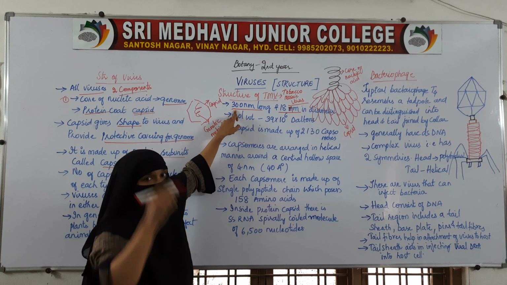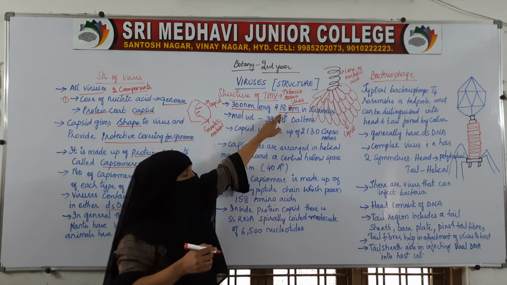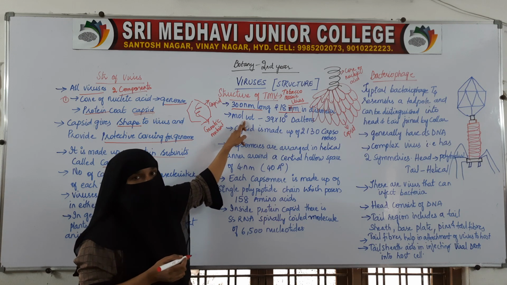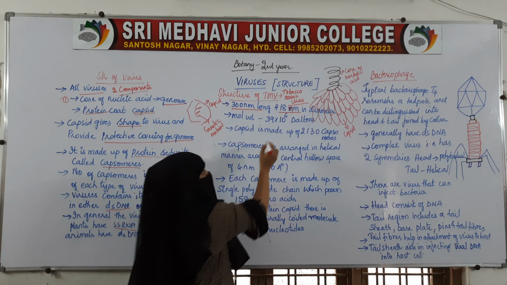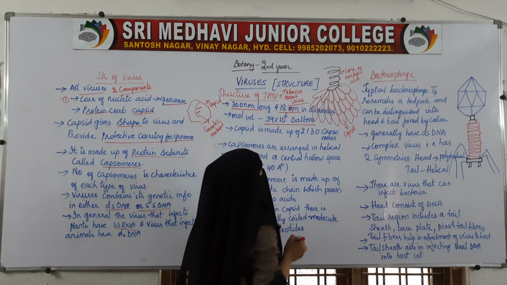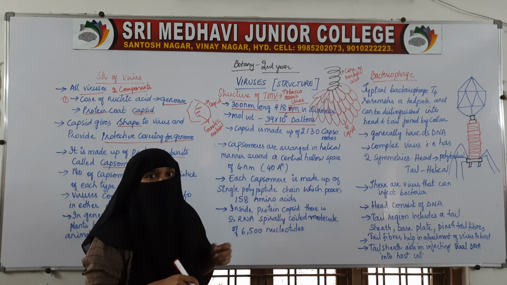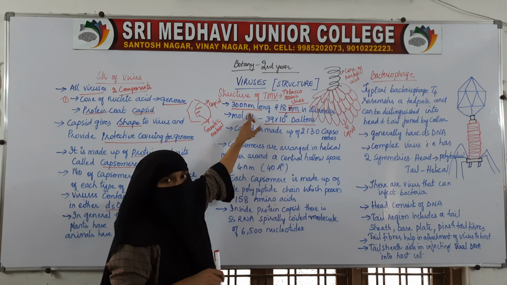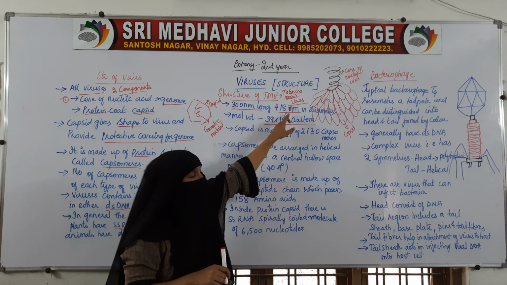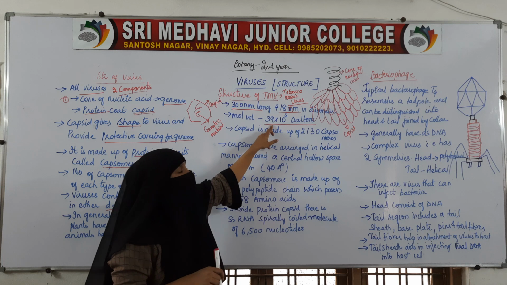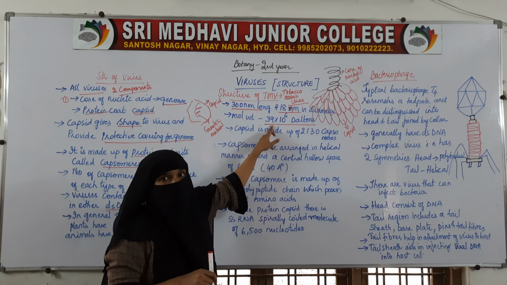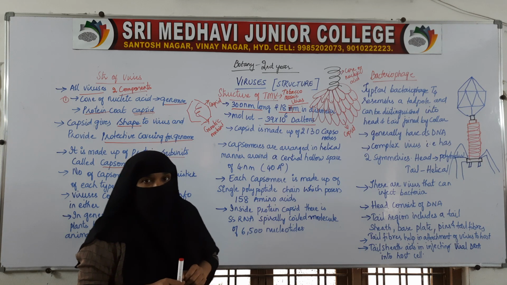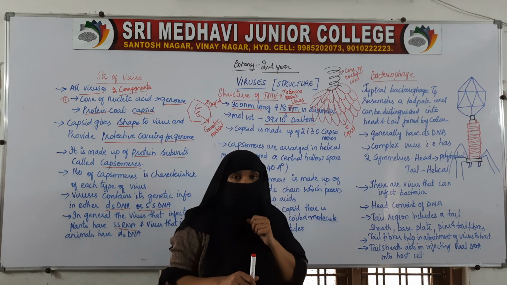300 nanometers in length and 18 nanometers in diameter. So the molecular weight of tobacco mosaic virus is 39 into 10 to the power of 6 Daltons. You have to remember this, memorize this. The length is 300 nanometers, the diameter is 18 nanometers, and the molecular weight is 39 into 10 to the power of 6 Daltons.